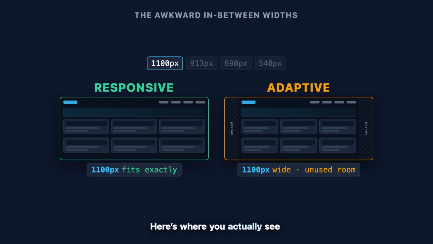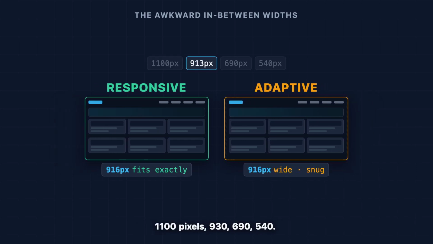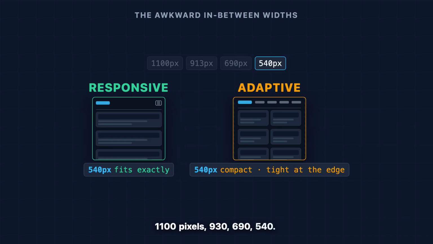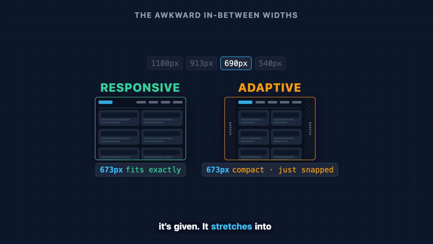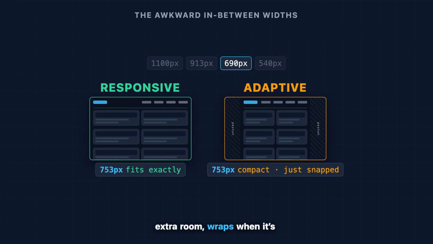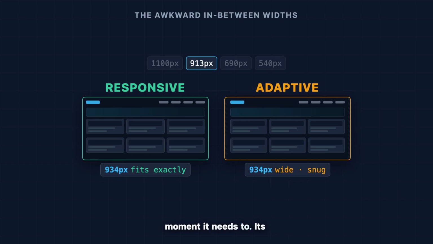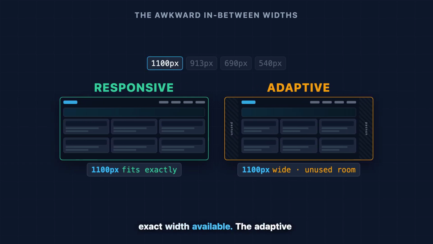Here's where you actually see it. Forget clean phone and desktop numbers. Let's test both at the awkward in-between widths. 1100 pixels, 913, 690, 540. The responsive site uses whatever it's given. It stretches into extra room, wraps when it's tight, crosses a breakpoint the moment it needs to. Its rules are recalculated for the exact width available.